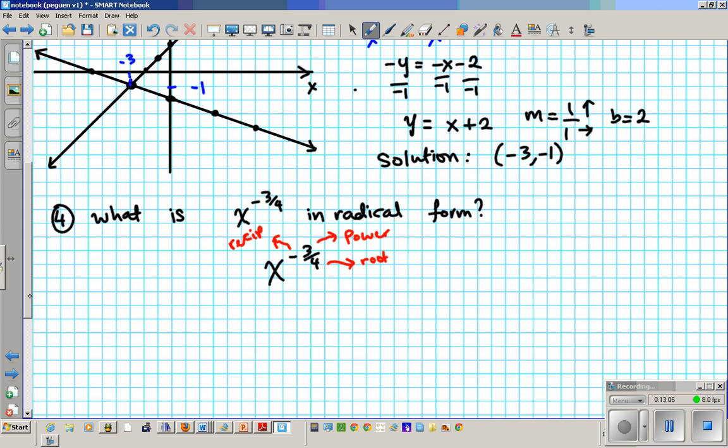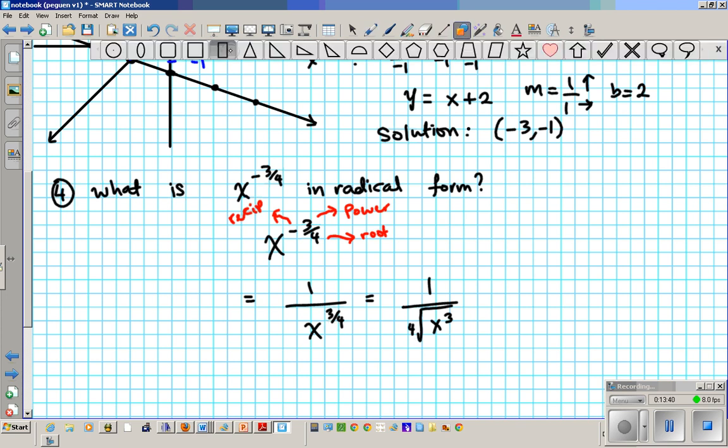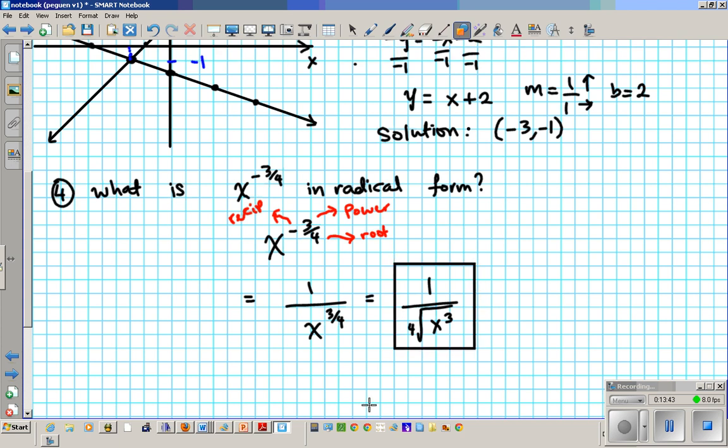Alright? So let's apply that to this expression. When we reciprocate this expression because of this minus, it becomes 1 over x to the 3/4. Now how do you express this as a power and that as a root? This is simply going to be 1 over the 4th root of x to the 3rd. So the one on the top is the power, and the one on the bottom is the root. So there goes your final answer in radical form. Alright? Okay. Let's move on to another example.